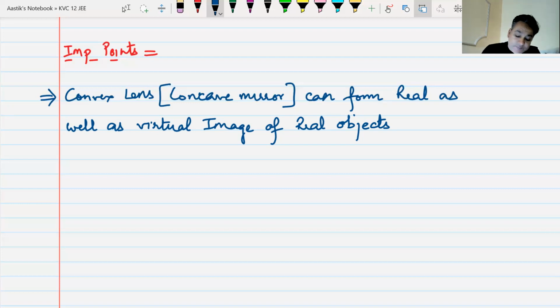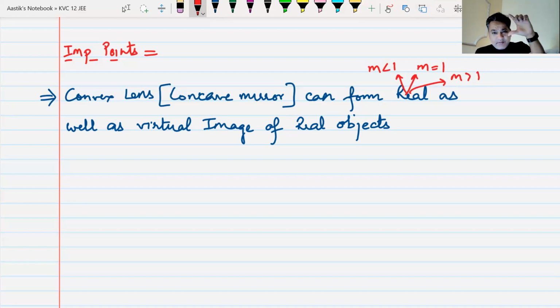If it is a real image, it can be m equal to 1, it can be m less than 1, it can be m greater than 1. So what do I mean by this? It can be diminished, it can be of the same size, it can be enlarged. All the three cases are possible. Do we understand this? Yes or no? Yes, sir.